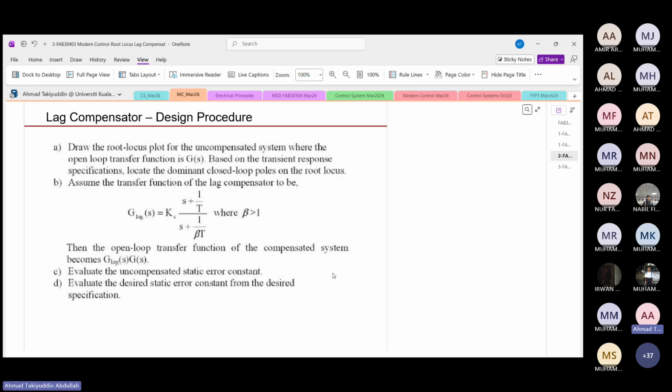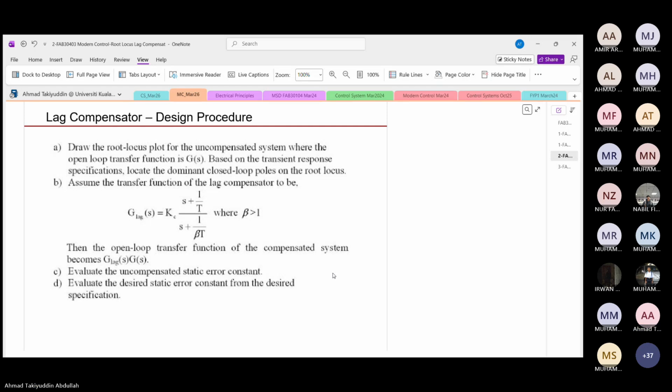If you are going to work with a system that is type 1, you need to deal with the static error constant of velocity. You need to find the Kv value. The same goes if the system is type 2, which means you need to work on the acceleration static error constant, that is Ka. Right?